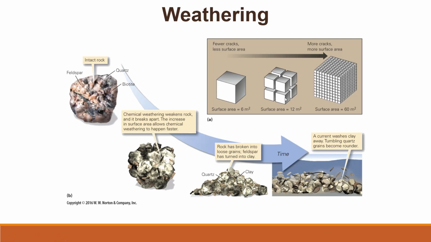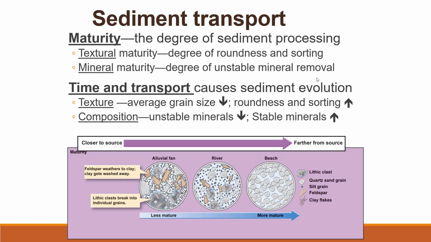And again, the more surface area we have, which is the more small pieces we have, the easier it is for chemical weathering to act on it. So sediment will be moved away from its parent rock.